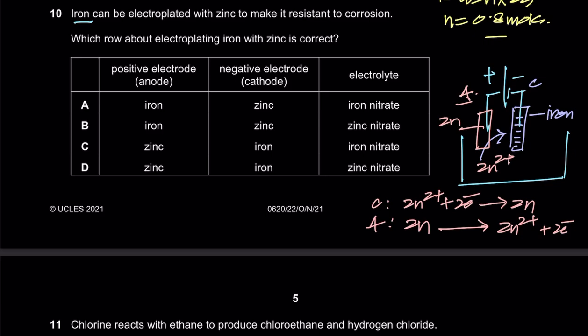So it's saying what is the positive electrode? The positive electrode is not iron, it is zinc right here. And it says what is the electrolyte going to be? Iron nitrate? No sir, it's going to be zinc nitrate. So D is the correct option.